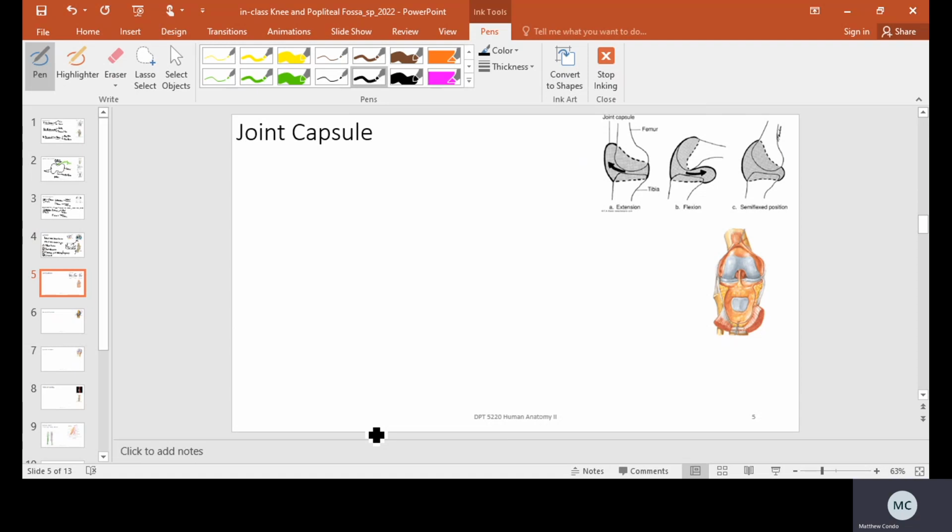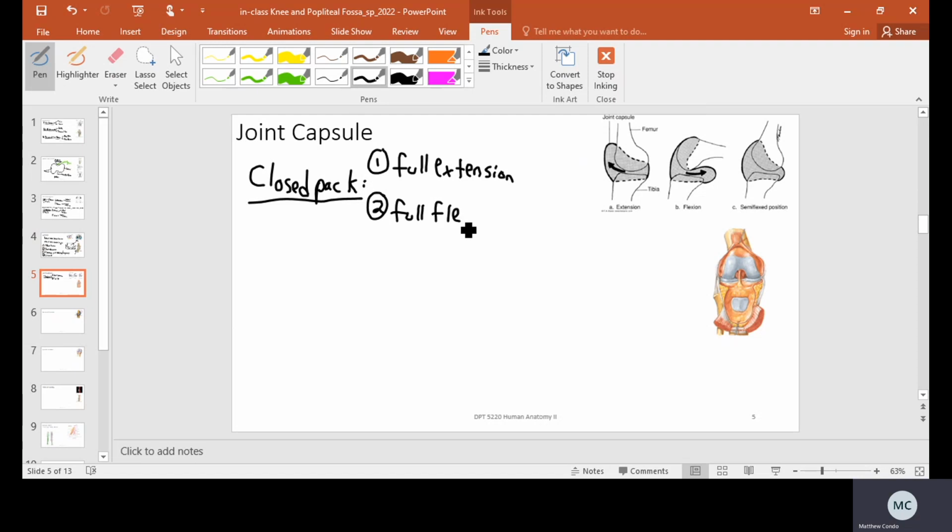We already talked about the concept of open pack and closed pack positions. Okay? So the closed pack position for the knee is actually 2 different positions. Number 1 is going to be full extension. Number 2 is going to be full flexion.